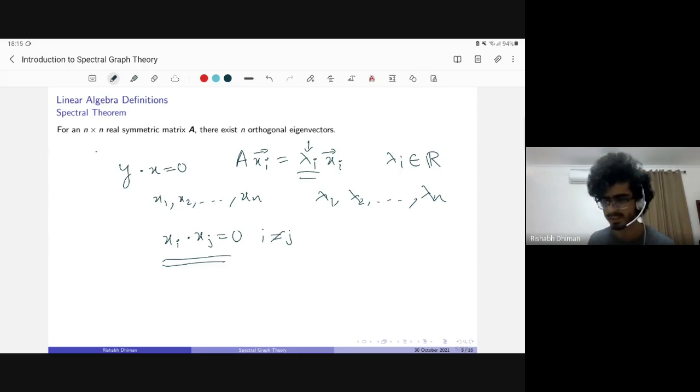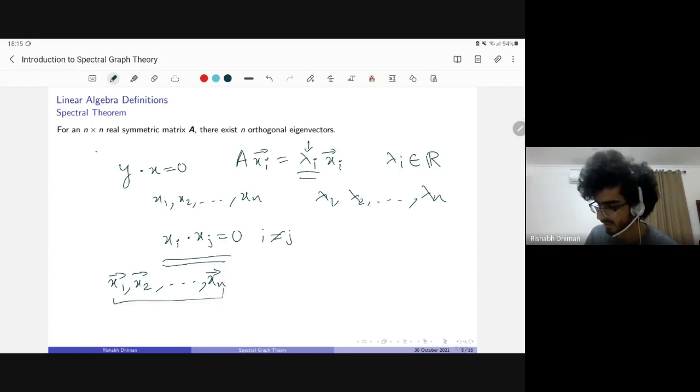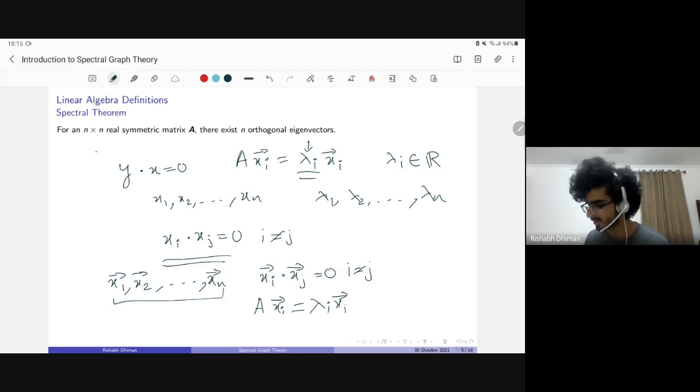So this is an existence result. What you have is x1, x2, ..., xn different vectors. All of these vectors will satisfy the property that their dot product is zero. On top of that, they are guaranteed to be eigenvectors. So that's basically the result.